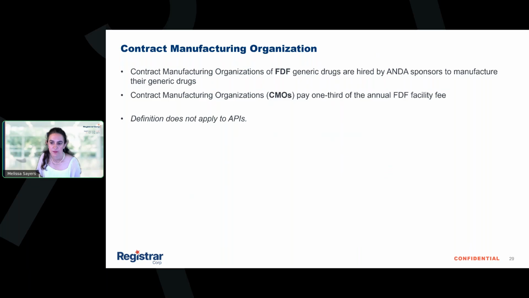To re-emphasize, the CMO facility fee is owed by each person who owns an FDF facility that is identified in at least one approved ANDA, where the facility is not identified in an approved ANDA held by the owner of that facility or its affiliates. The CMO facility fee is 1/3 the amount of the FDF facility fee. A facility owner who qualifies as a CMO will owe the CMO facility fee. No other facility fee amount will be assessed. The contract manufacturing term does not apply to API manufacturers. There is only one fee for API manufacturers.